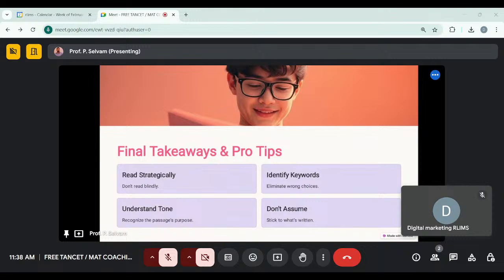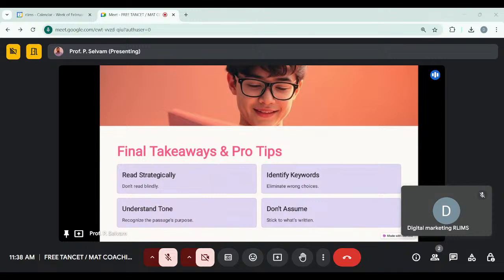Don't read blindly. Next one is identify keywords. As I have told you, for those keywords, you need to explore what synonyms are given in the paragraph or passage, and correlate this word with the synonyms of that word in some other paragraph. And you have to eliminate wrong choices. First, which answer cannot be the correct one, just eliminate that. And you need to understand the tone and don't assume. These are all the final key takeaways.